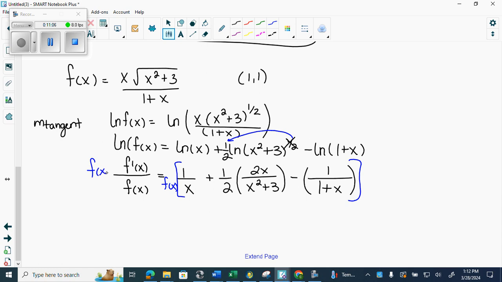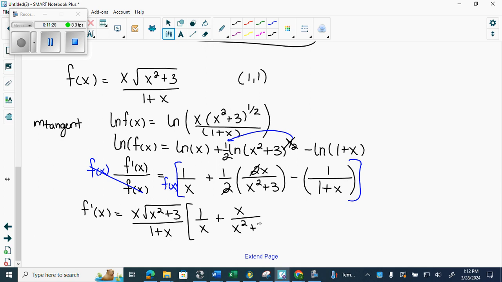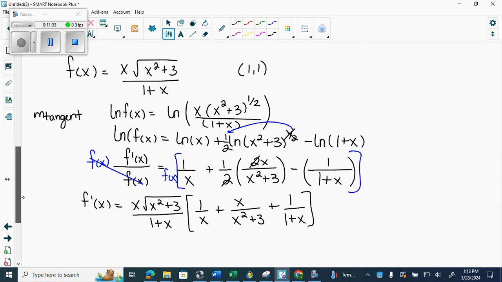By multiplying it, I get f prime of x equals x root x squared plus 3 over 1 plus x times 1 over x plus, the 2's can cancel, x over x squared plus 3 minus 1 over 1 plus x. So that is the same as m tangent. But we want to find it at 1, right?